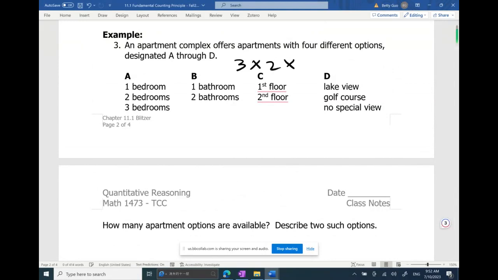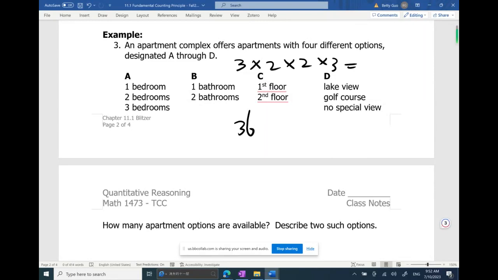Step 3 is to choose first floor or second floor, 2 options. Step 4 is to choose views. You have 3 options. Just simply multiply all of them together. 3 times 2 times 2 times 3, 36. You have 36 different options, or 36 apartment options are available. Describe 2 such options. I'll just describe 1, and then you try 1, okay?